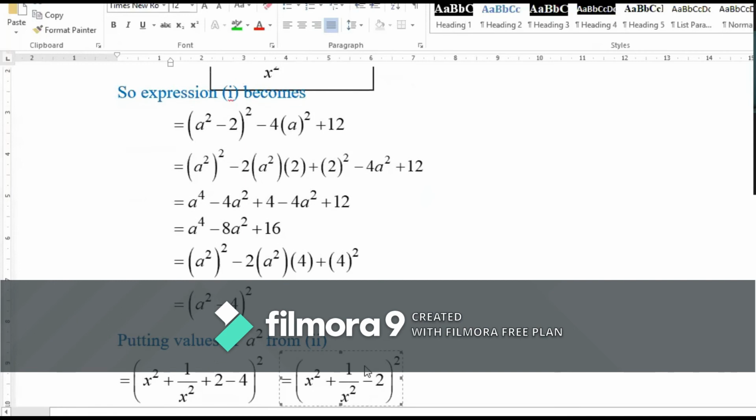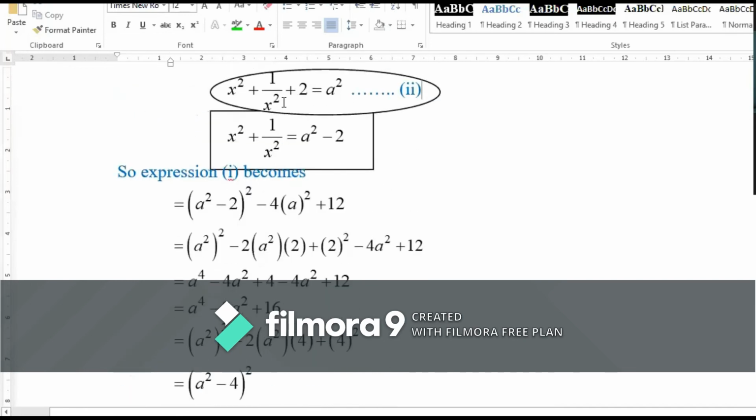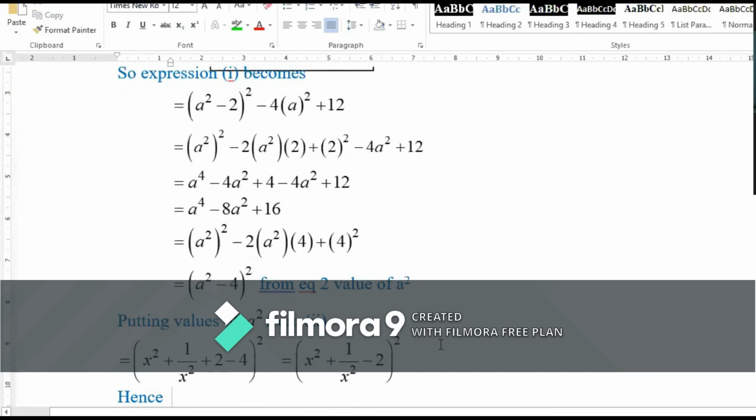Whatever is in the oval form, this a square value is in equation number 2, which I'm telling you is in the above part right here: a square's value is x square plus 1 over x square plus 2. This will be substituted right here in this place. You will substitute this value of a square from equation number 2. If I write it here, you can see that from equation 2, the value of a square is substituted, which I have put into the oval shape.